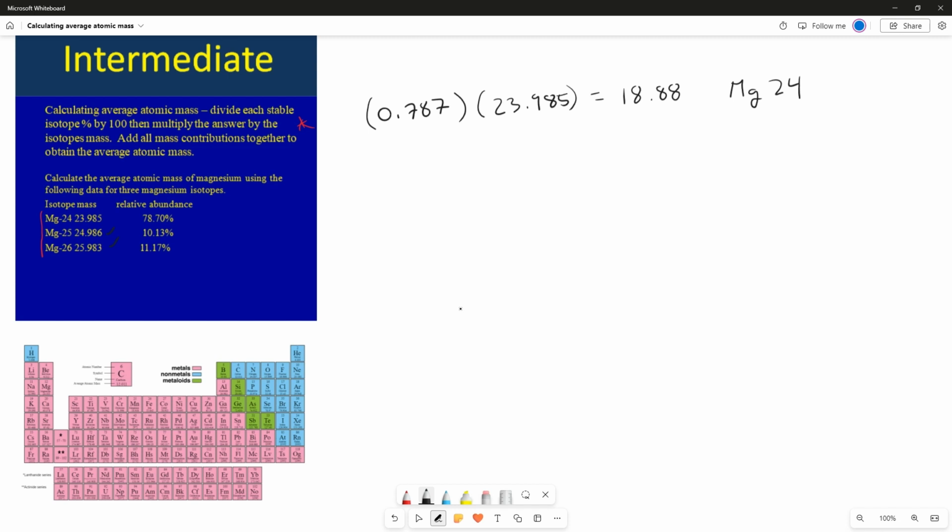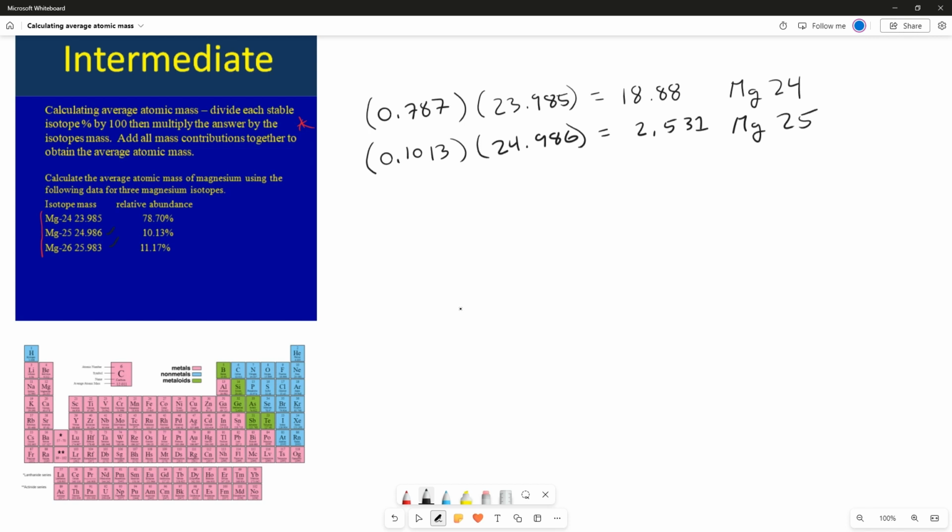So if we take a look at magnesium-25, that's 10.13%. If we divide that by 100 and turn it into a decimal, we get 0.1013. And if we multiply that by the mass, which is 24.986, we get a number of 2.531. And that is the mass that is contributed to the average atomic mass by the isotope of magnesium-25.